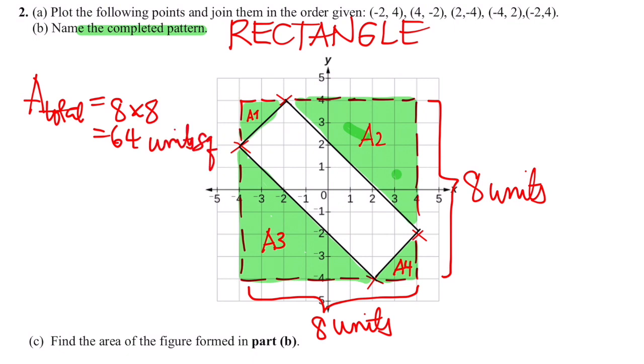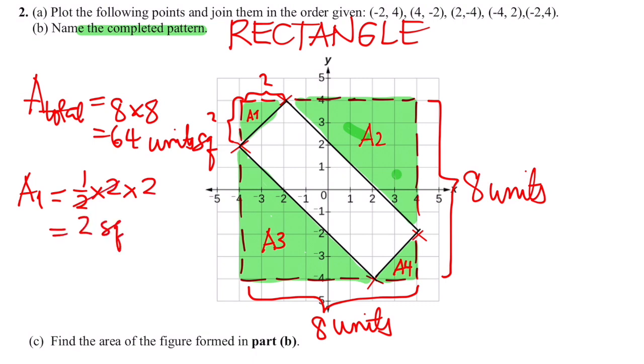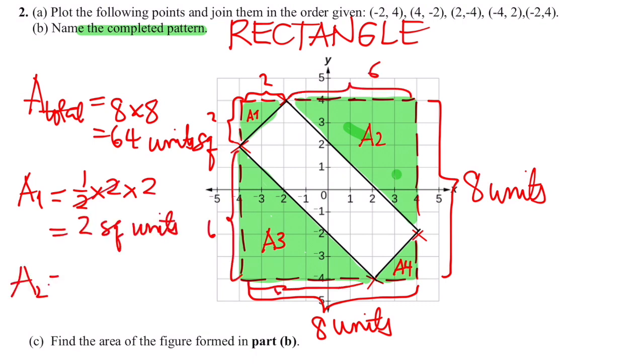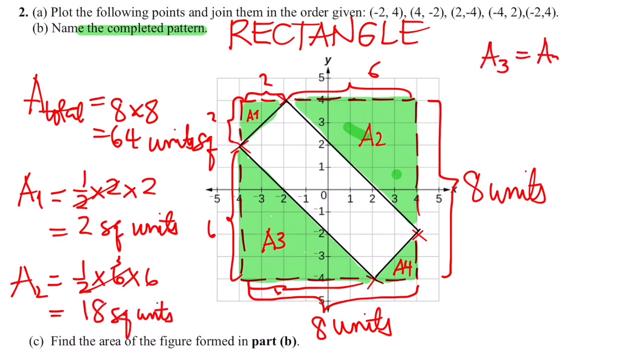Let us now compute the area of the four triangles. First, area 1, which is 1 half of 2 cm by 2 cm, is 2 square units. Area 2 is 1 half of 6 units by 6 units, which is equal to 18 square units. Area 3 is just the same as area 2, while area 4 is just the same as area 1.